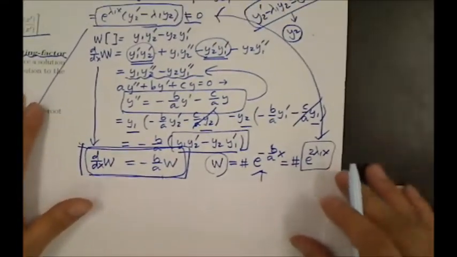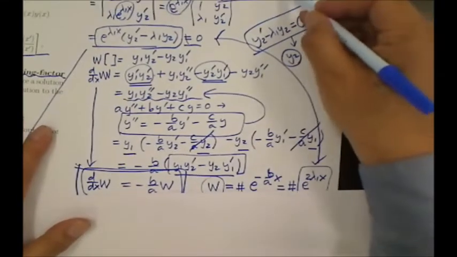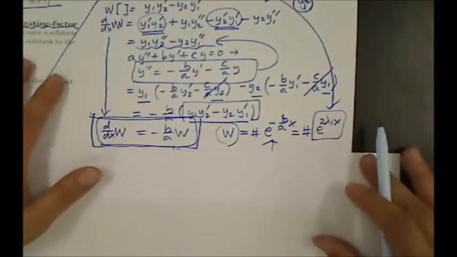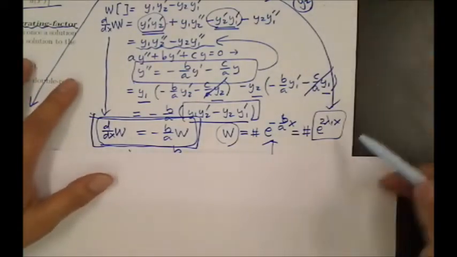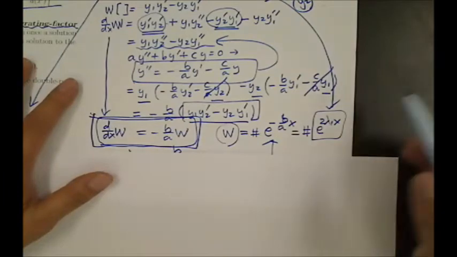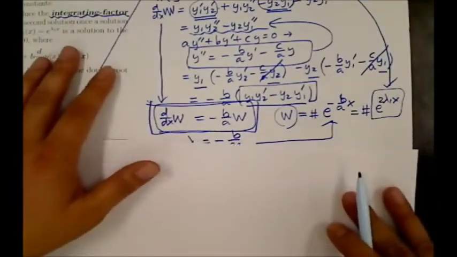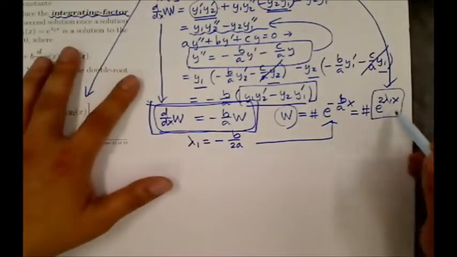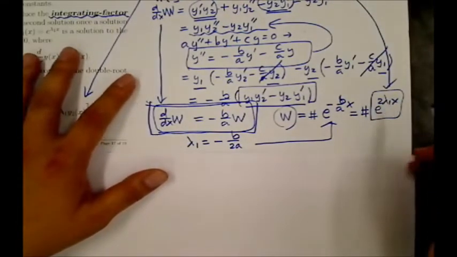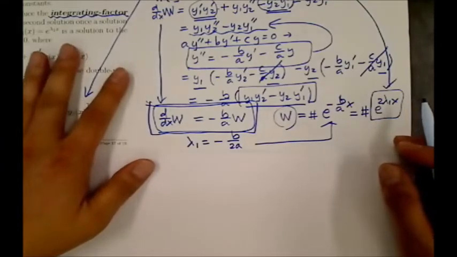Remember, what we have found for lambda 1 is b over 2a, or minus b over 2a. So if I multiply by 2, that's the same as minus b over a. Therefore, the Wronskian is just a number times exponential 2 lambda 1 x. Okay, that's it.